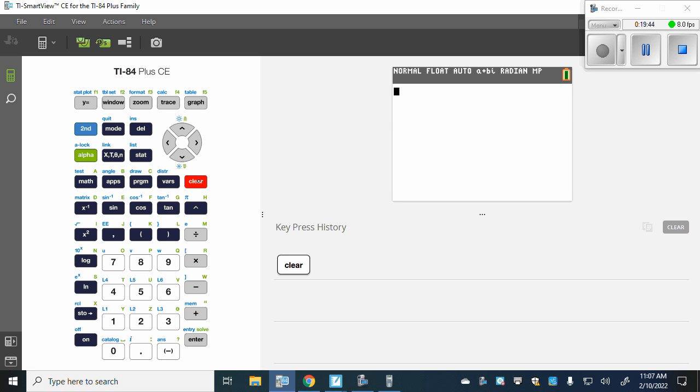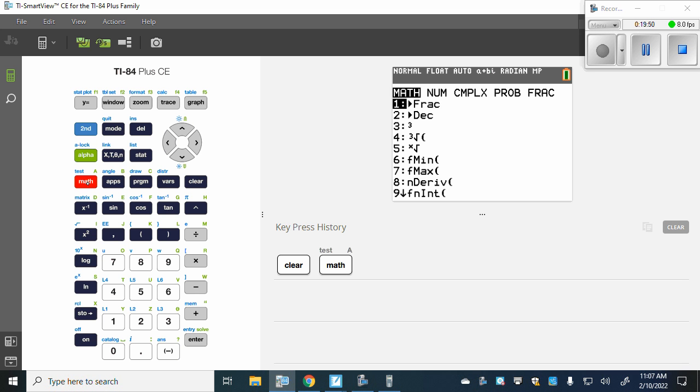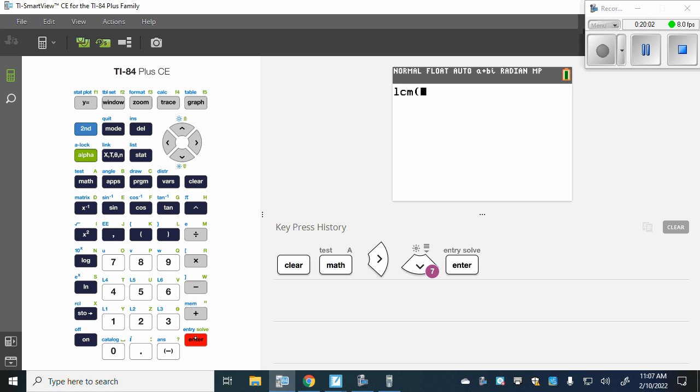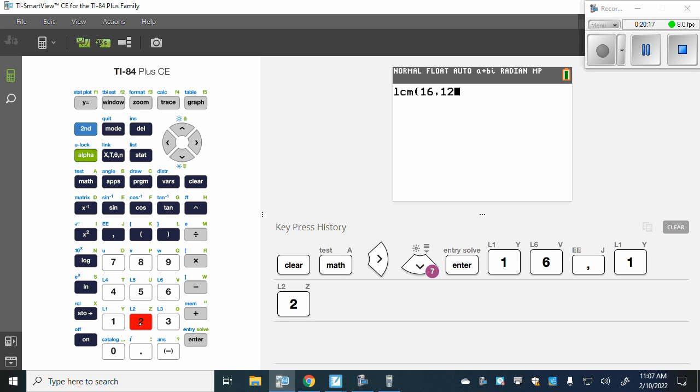Now, here, if we hit math and go over to number, number 8 in the list is LCM. The only downside with this is it only does 2 numbers at a time. So I can pick 16, comma 12. I'm asking it to find the least common multiple between 16 and 12. I just picked 2 of the numbers. Enter. 48. So I can do it again.